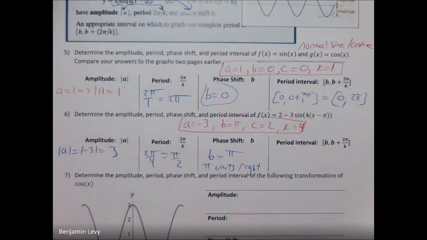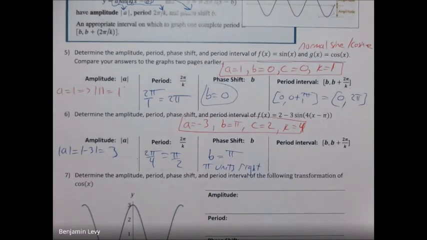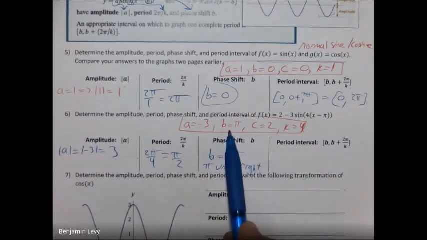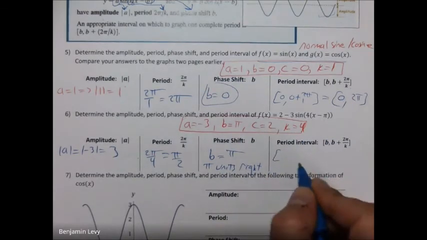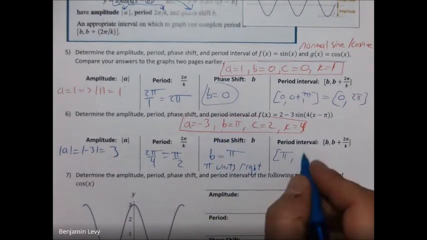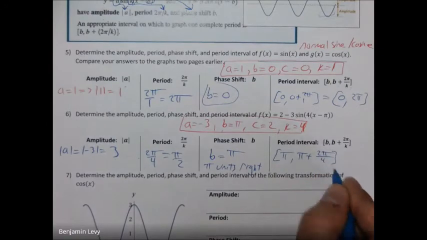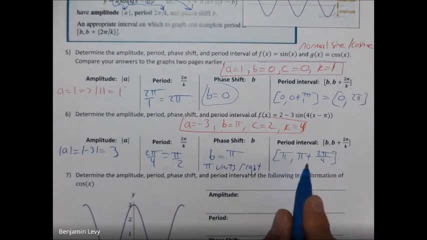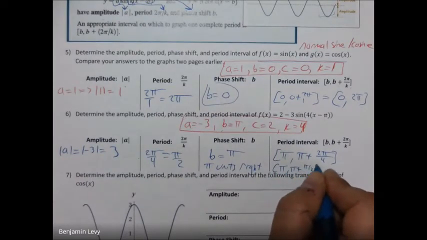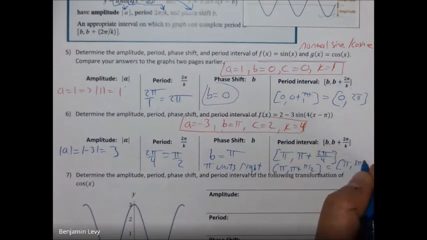It went pi units to the right, because b is pi. And then the interval depends on both b and k. So we said b was pi, k was 4, and so the interval is going to be... I got shifted over by pi, and then we do pi plus 2 pi over k, which is 4. Right, so pi to pi plus pi over 2. That's going to be pi to 3 pi over 2.